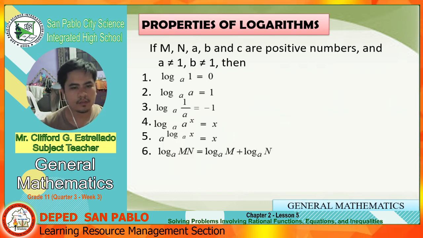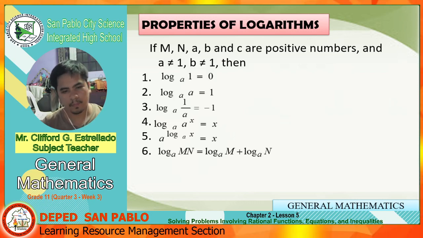And number 6, logarithm of mn with the base a is equal to logarithm of m with the base a plus logarithm of n with the base a. So, it is just like in our laws of exponents. If you have the product, according to the product rule, if you have the same base, you will add the exponents. So here, in our product rule, you will add the logarithms. So we have logarithm of m with the base a plus logarithm of n with the base a. By the way, another term for logarithm is exponent.